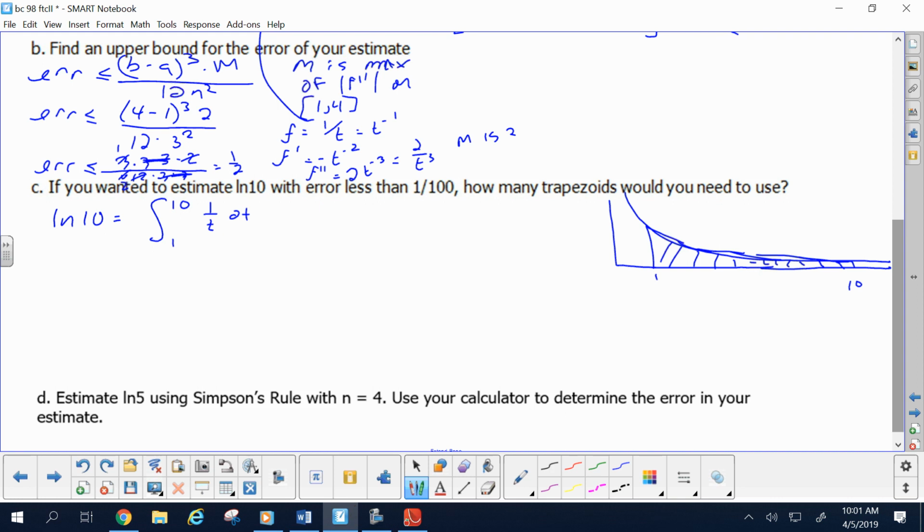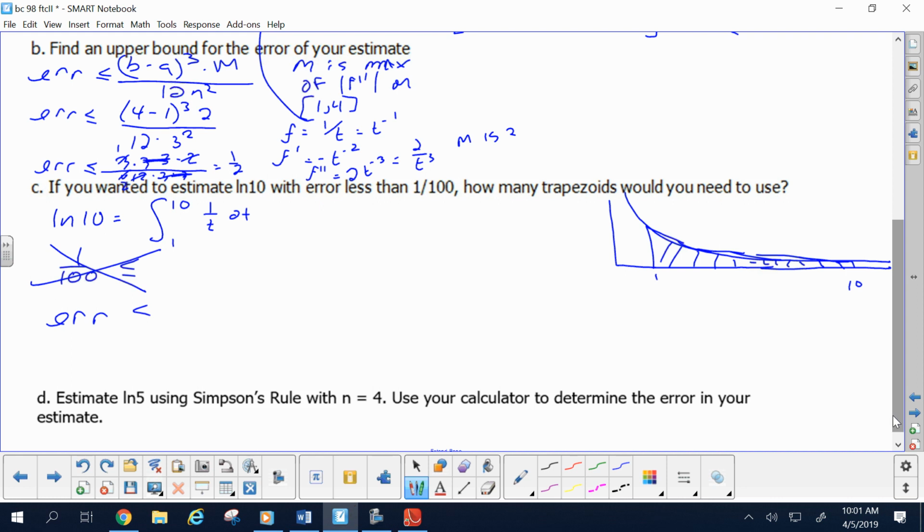So should we start using our trapezoids, or should we go to the error bound idea? Okay, so in the error bound idea, it is sometimes the case that people put things in the wrong place. People will say 1/100 is less than or equal to. That is definitely not the case, because 1/100 is not the error. 1/100 is a bound for the error. So it's more like a 3-part inequality.